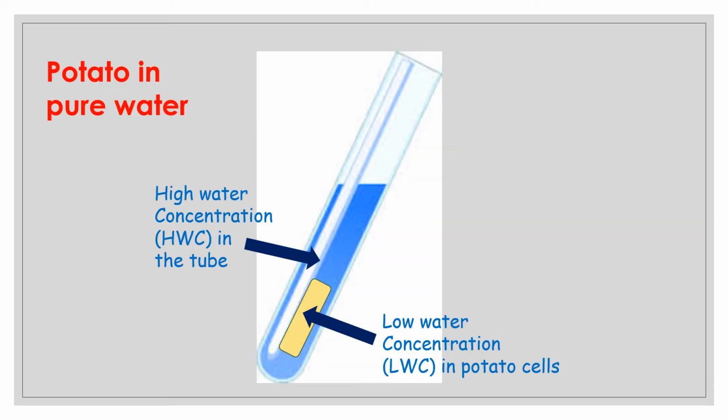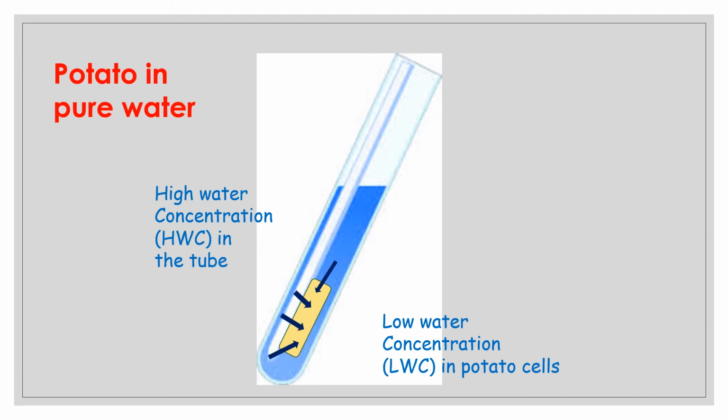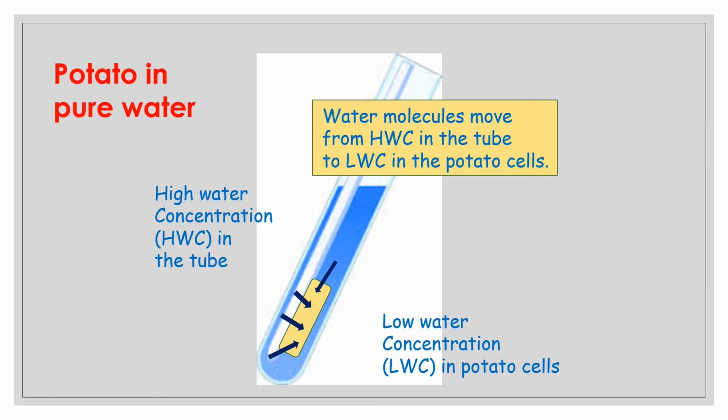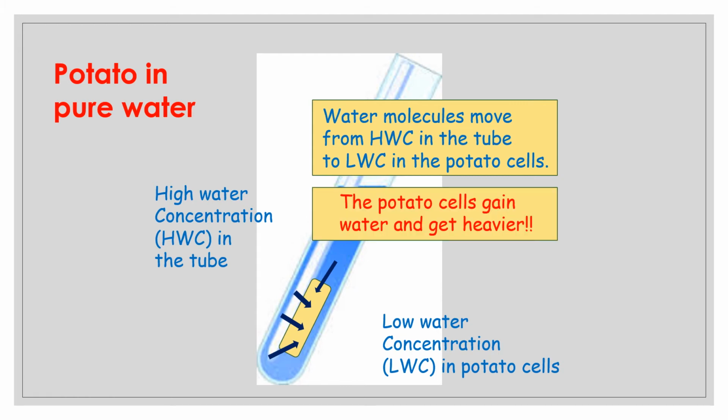So we'll look at the potato in pure water first. So what we have is high water concentration, often shortened to HWC, in the test tube surrounding our potato cylinder. And within our potato cells, we'll have a low water concentration, often shortened to LWC. So what's going to happen? The water molecules are going to move from high water concentration in the tube to low water concentration in the potato cells. That means the potato cells are going to gain mass, they're going to gain water and get heavier. So the potato cylinder will be heavier at the end of this experiment.